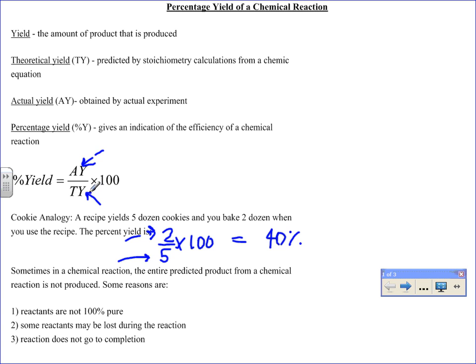Now there's lots of reasons why a percent yield might not be 100%, and chemists will try to improve the procedure that they carry out in order to optimize the percent yield. We want to make sure that our reactants are pure, we want to make sure that we don't lose anything during the reaction, and we want to make sure that the reaction is able to go all the way to completion.